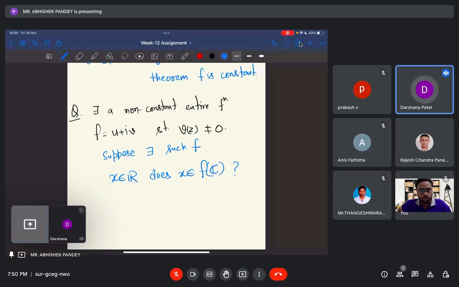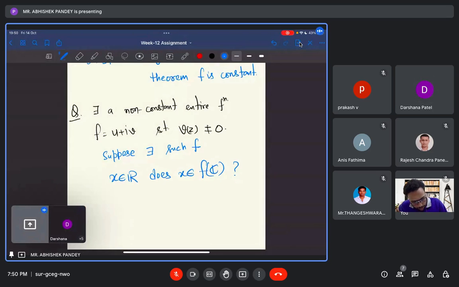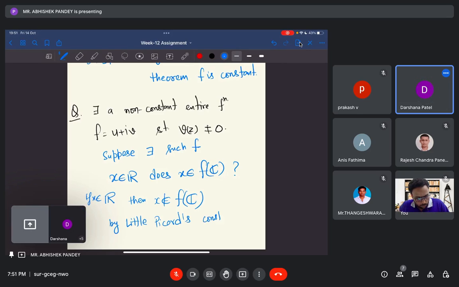No sir, because vz is not 0. Yeah, vz is not 0. So basically this whole real line, if x belongs to R, then x doesn't belong to f of C. So f omits all these points. So by little Picard, it has to be constant. Is it clear to you?